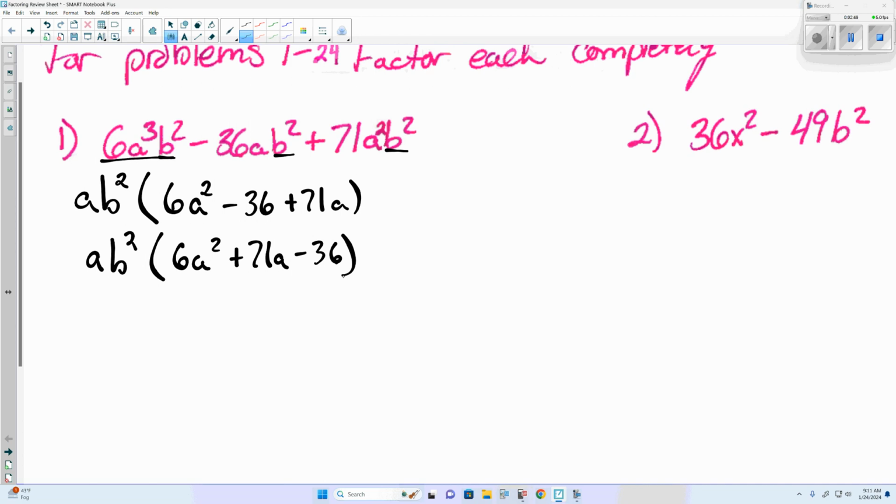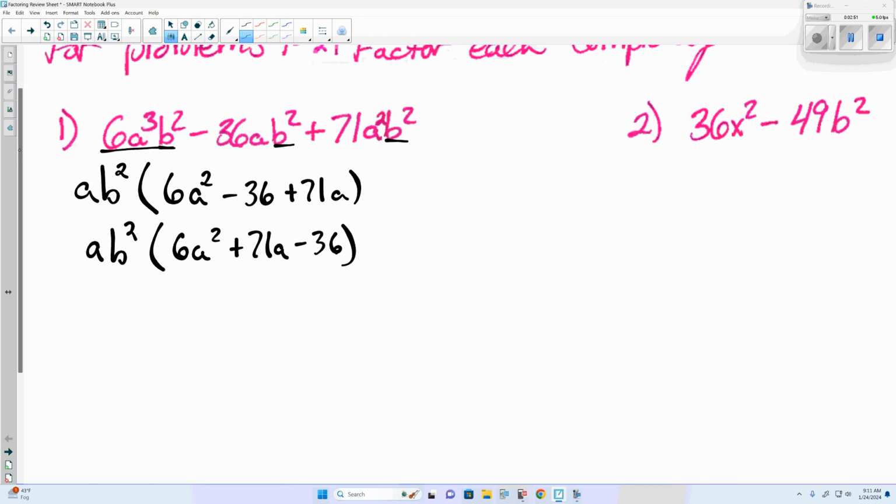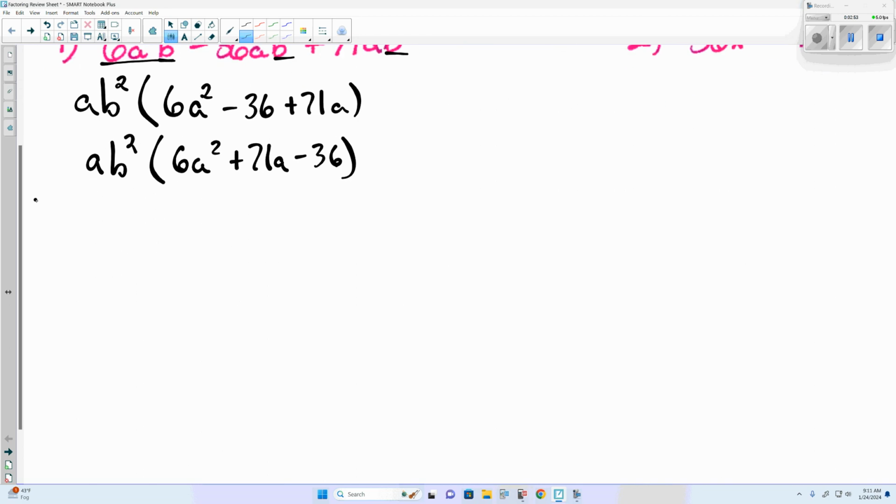And at this point here, we're done, mainly because here there's a good chance we can use the factors of 6 and 36 to get 71, but it actually doesn't work out. So this here is the final answer.